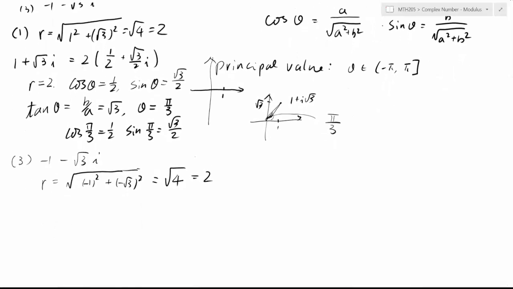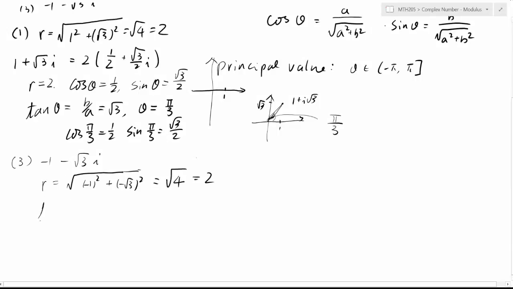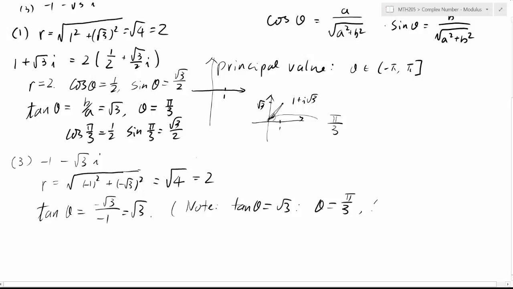And also, if we just look at the tangent theta, we see something like this. Tangent theta is going to be negative root 3 over negative 1, which is root 3 as well. But our theta over here is not going to be pi over 3. The reason is, we put a note over here. Tangent theta is equal to root 3, we have two possibilities if we want theta to be inside this interval from negative pi to pi. Theta can take two values. One is pi over 3, and the other one is theta equal to pi over 3 minus pi, which is negative 2 pi over 3.